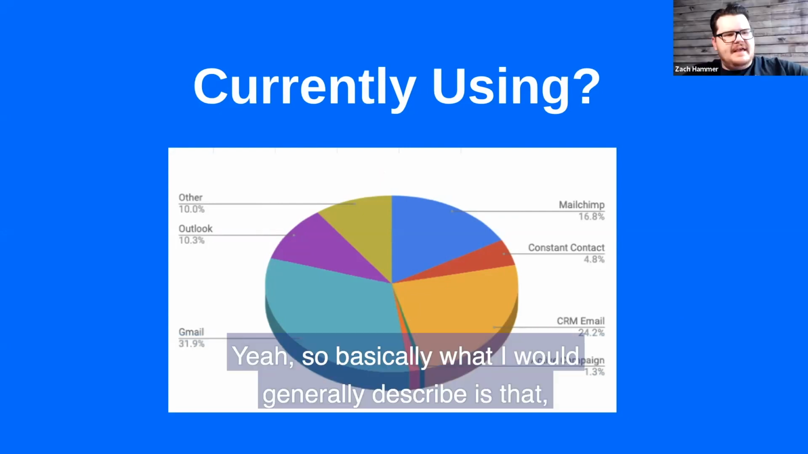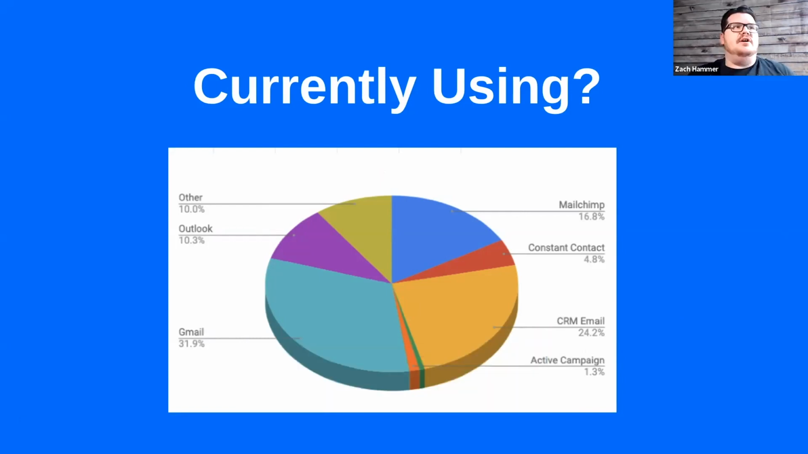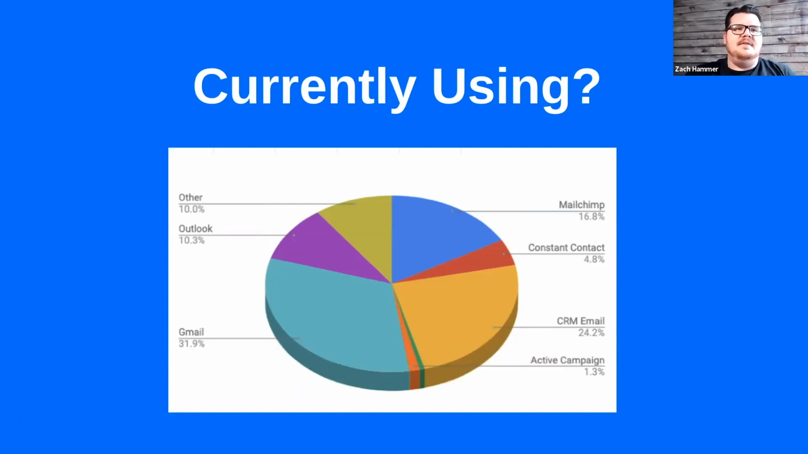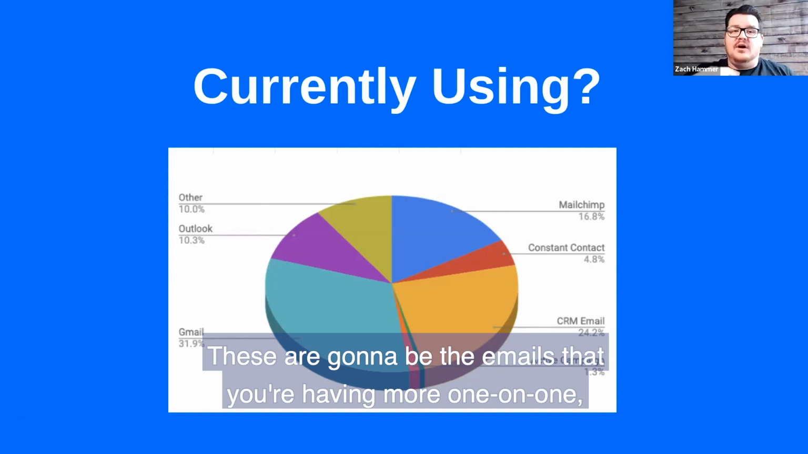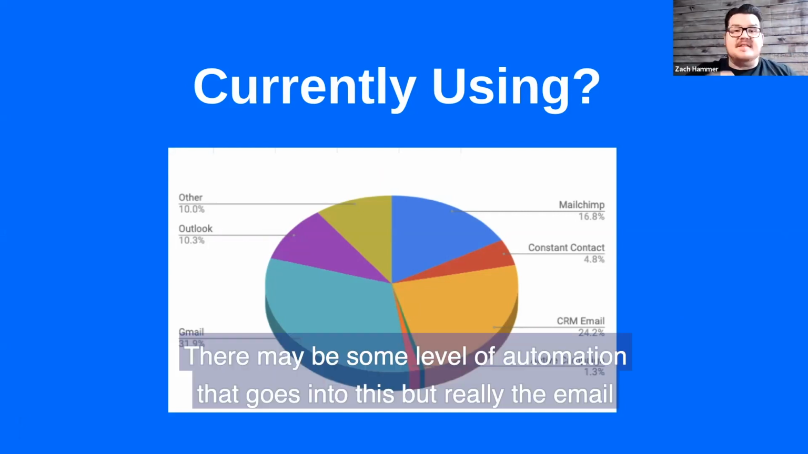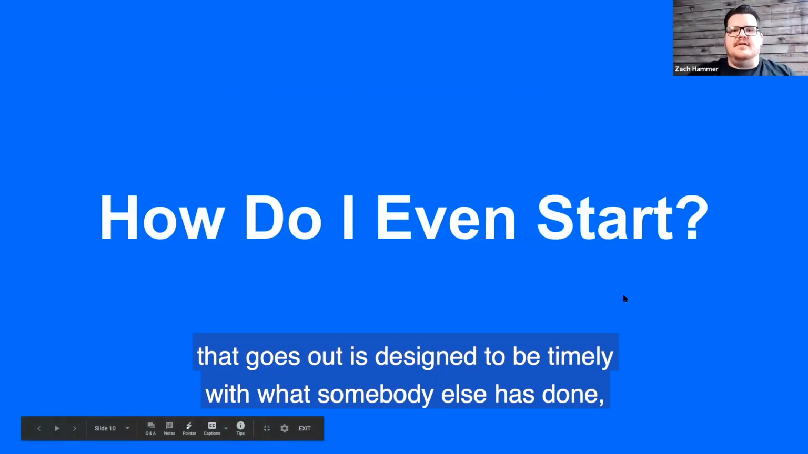Yeah. So basically, what I would generally describe is that you have what I would call your sales style emails, your more transactional style emails. These are the emails where you're more one-on-one, more direct with people. There may be some level of automation that goes into this, but really the email that goes out is designed to be timely with what somebody else has done, right?